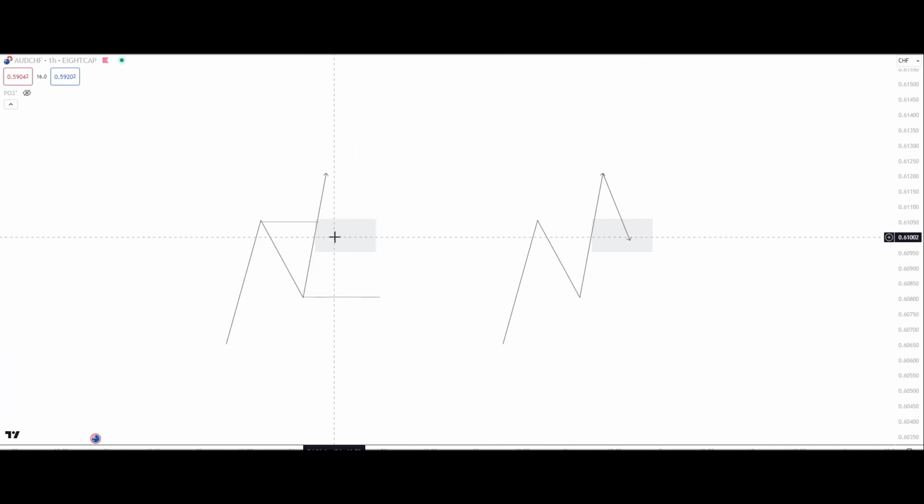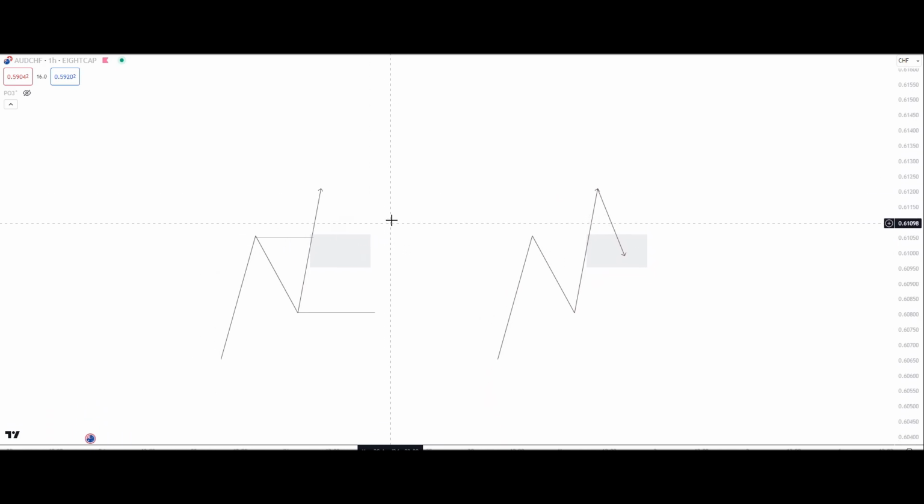And what is an internal range liquidity? Internal range liquidity is actually a fair value gap, like this one, for example. So a fair value gap is internal range liquidity, while external range liquidity is any high or low, right?